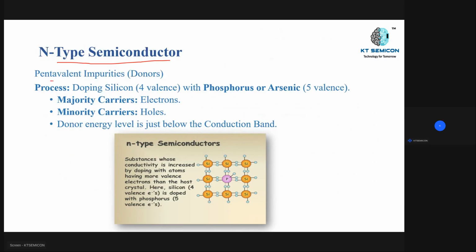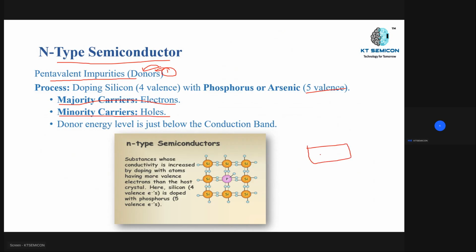So for n-type semiconductors we add pentavalent impurities. Here, with pentavalent impurities, we have one extra electron. That electron acts as the donor. This is doping silicon, valency 4, with phosphorus or arsenic, whose valency is 5, right? That's why we have one extra electron for donating. This acts as the donor, and here my majority carriers are electrons and minority carriers are holes, correct? The donor energy level is just below the conduction band.